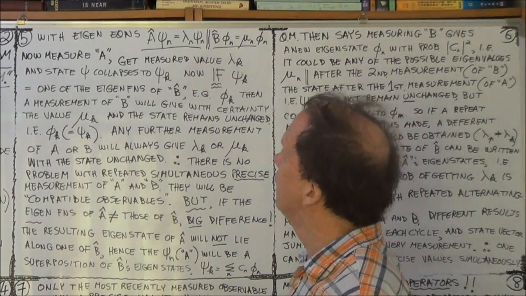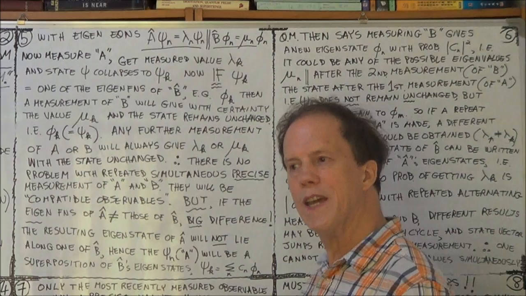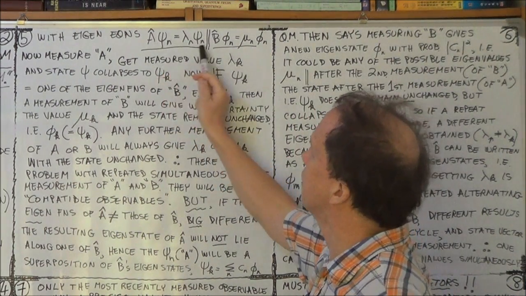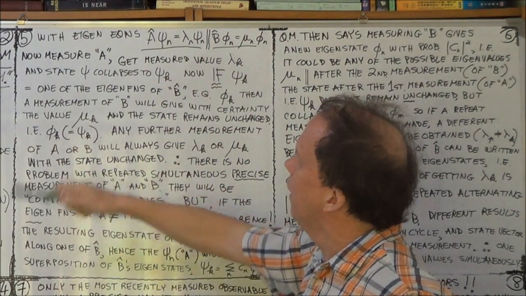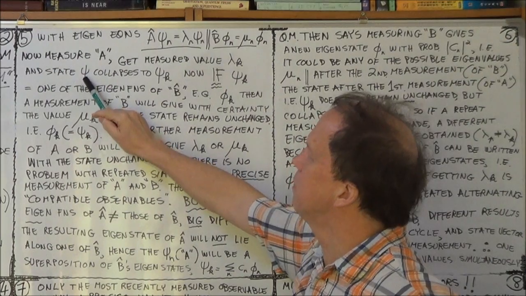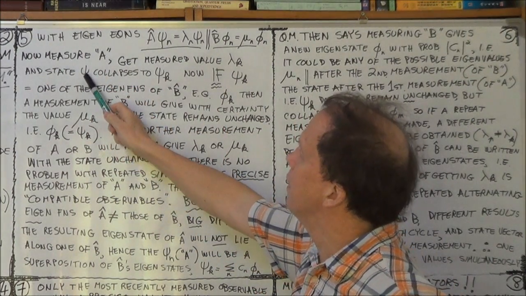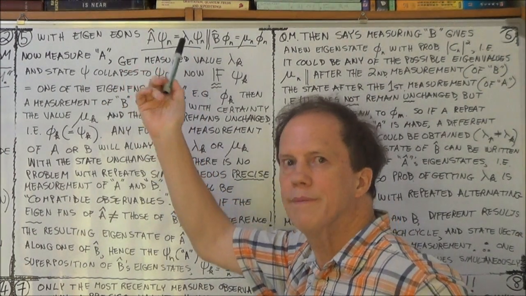All right, so let's measure observable A first. So we're talking about this eigenequation, okay? And we're assuming our initial state, before we do the measurement, is psi. It's just a general wave function, whatever.